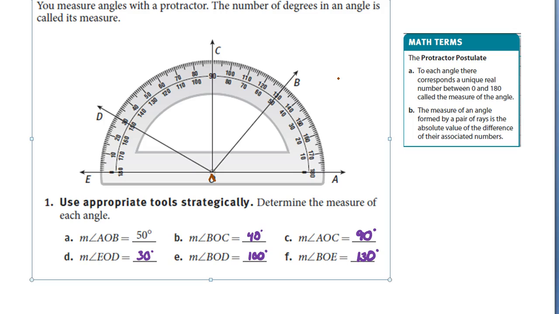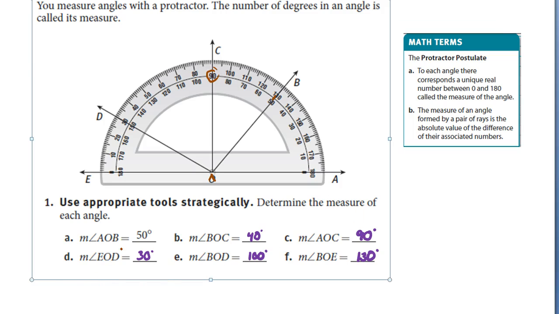So here are a few angles. Angle AOB, so A to O to B. The ray is crossing through right here at 50. That's 50 degrees. Next one, angle BOC. So from B to O to C, it's going from 50 to 90. So the difference between them is 40 degrees. Angle AOC. So A to O to C, that's a perfect right angle, crossing through at 90 degrees.